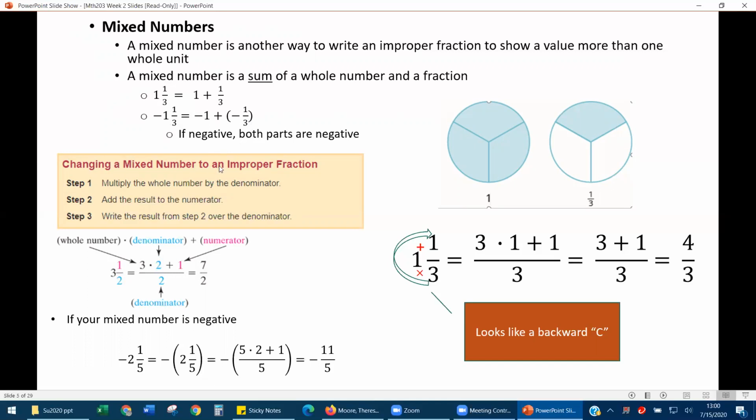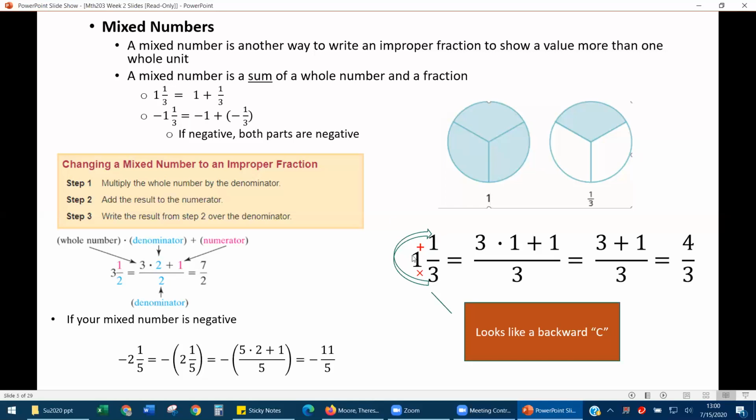So changing a mixed number to an improper fraction, you multiply the whole number by the denominator and then add the numerator. So the denominator times the whole number plus the numerator. 3 times 2 plus 1 would give us 7. And then we keep the denominator the same. When I learned how to do this, we called this a backward C. You start at the 3 and go around to the top.